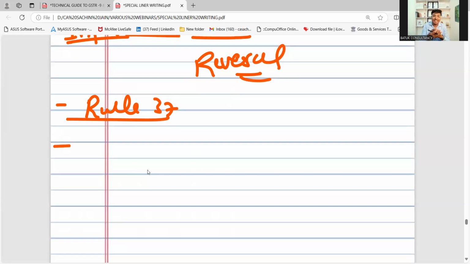Suppose there is any input tax credit which is claimed by the recipient, which is received from the input service distributor. But after that, the input service distributor has issued the credit note, that is, reversal of the input tax credit. In that case, that ISD has to reverse the input tax credit. That is my rule number 39.